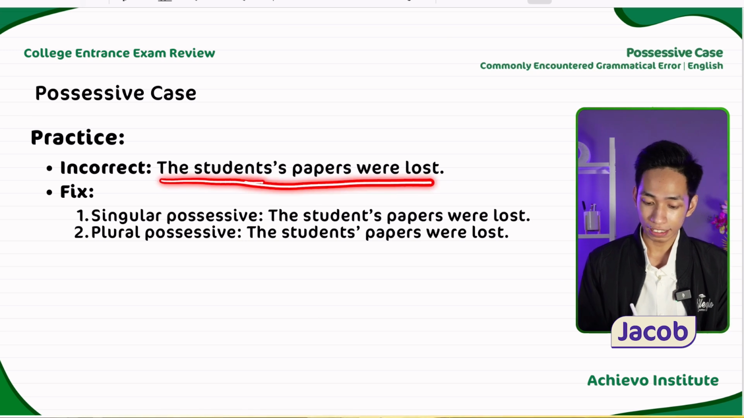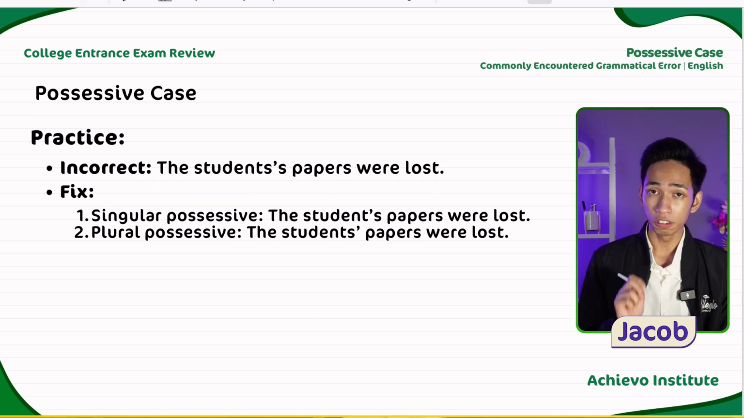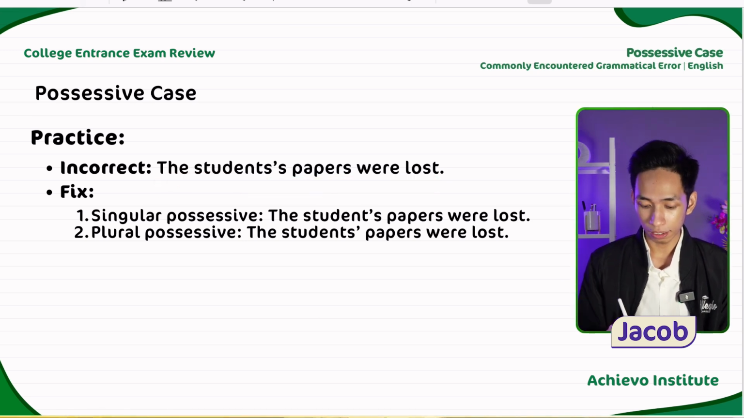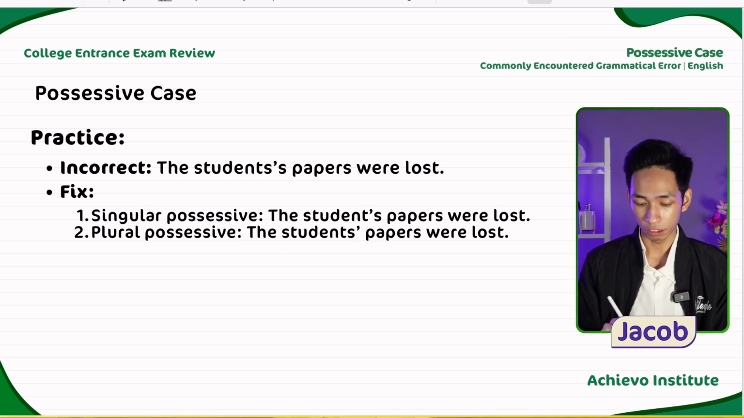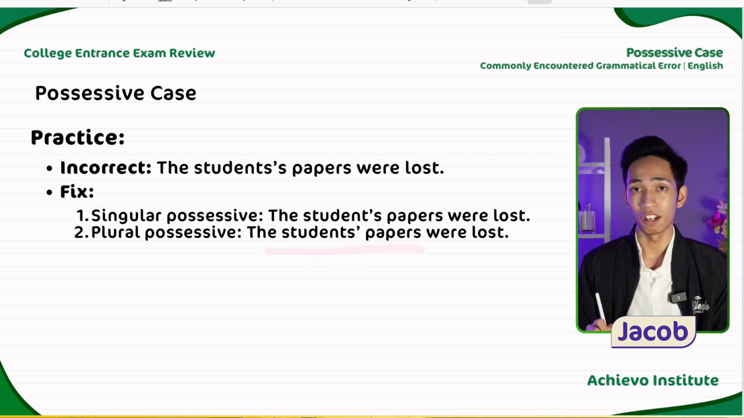Let's practice. For example, this sentence is incorrect. The students' paper were lost. This is the solution. If we mean just one student, we need to add apostrophe s. But if we mean many students or a plural noun, students, we just add an apostrophe at the end. So, the students' papers were lost.